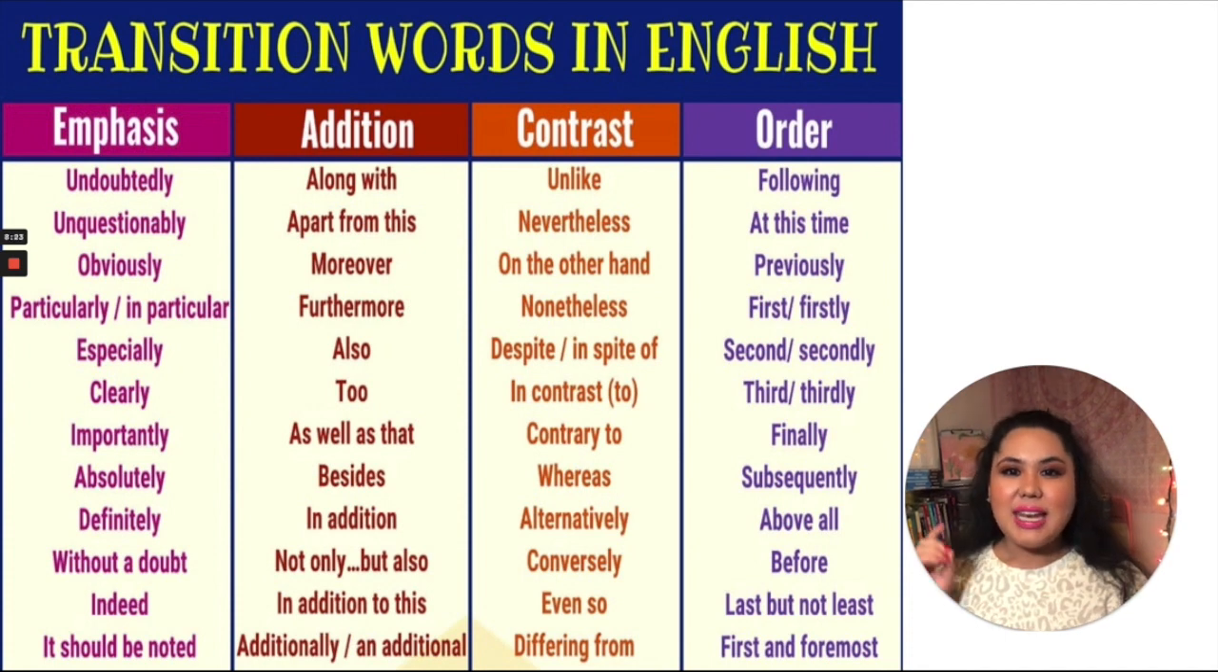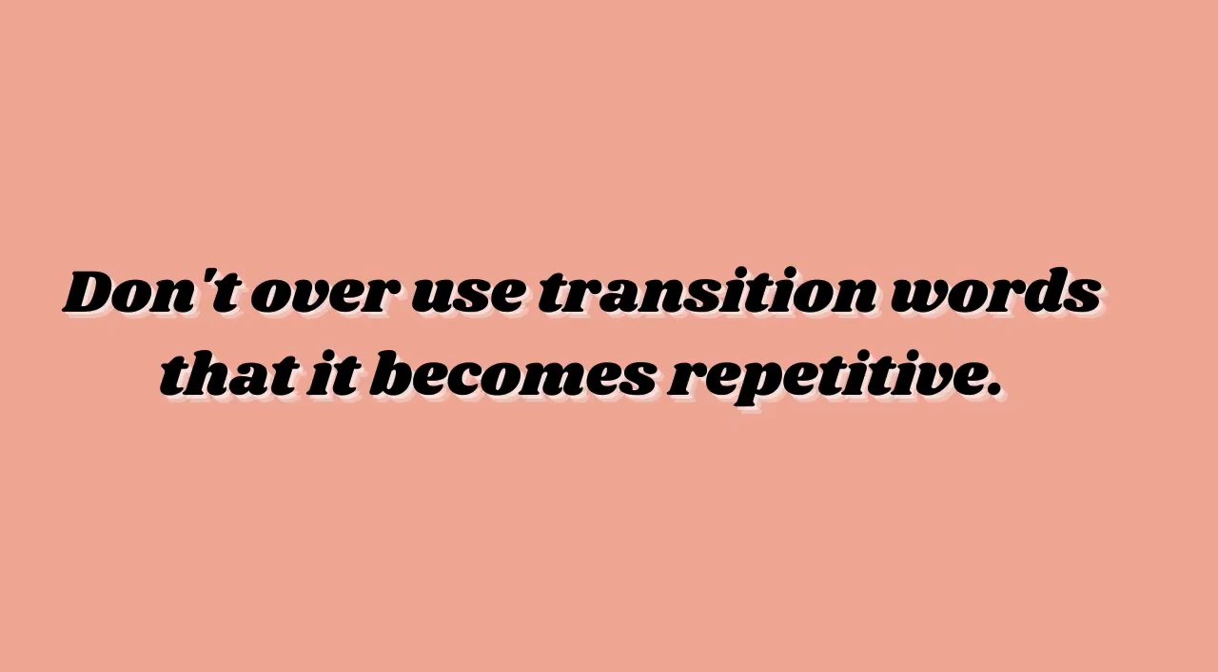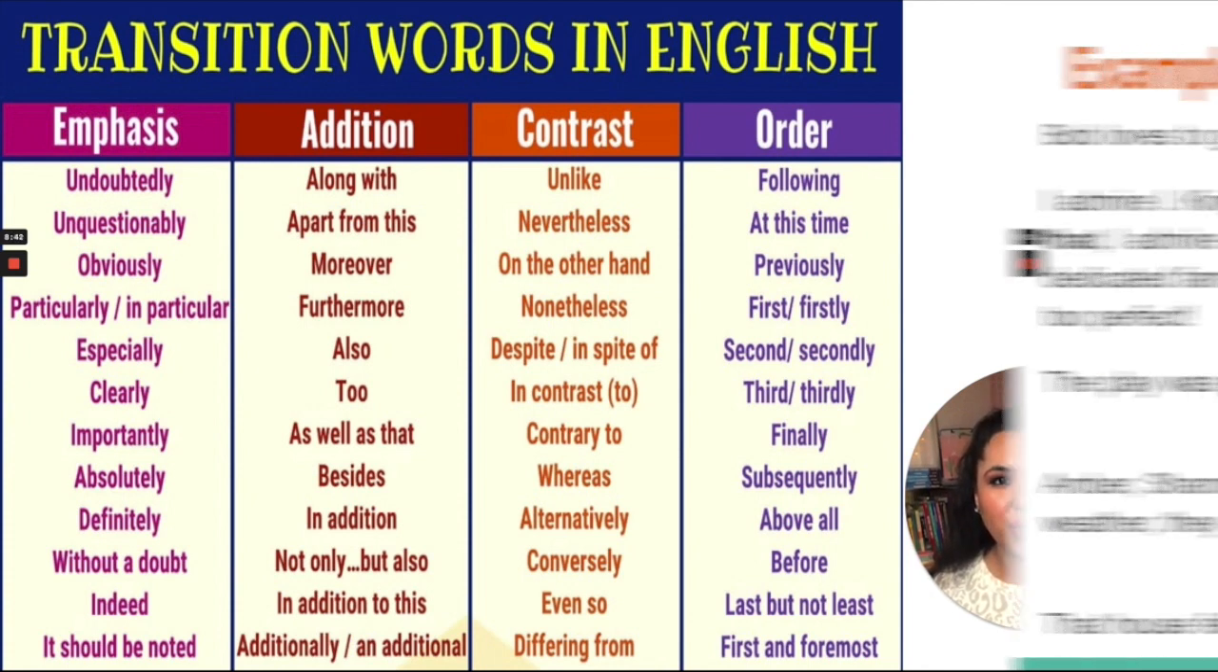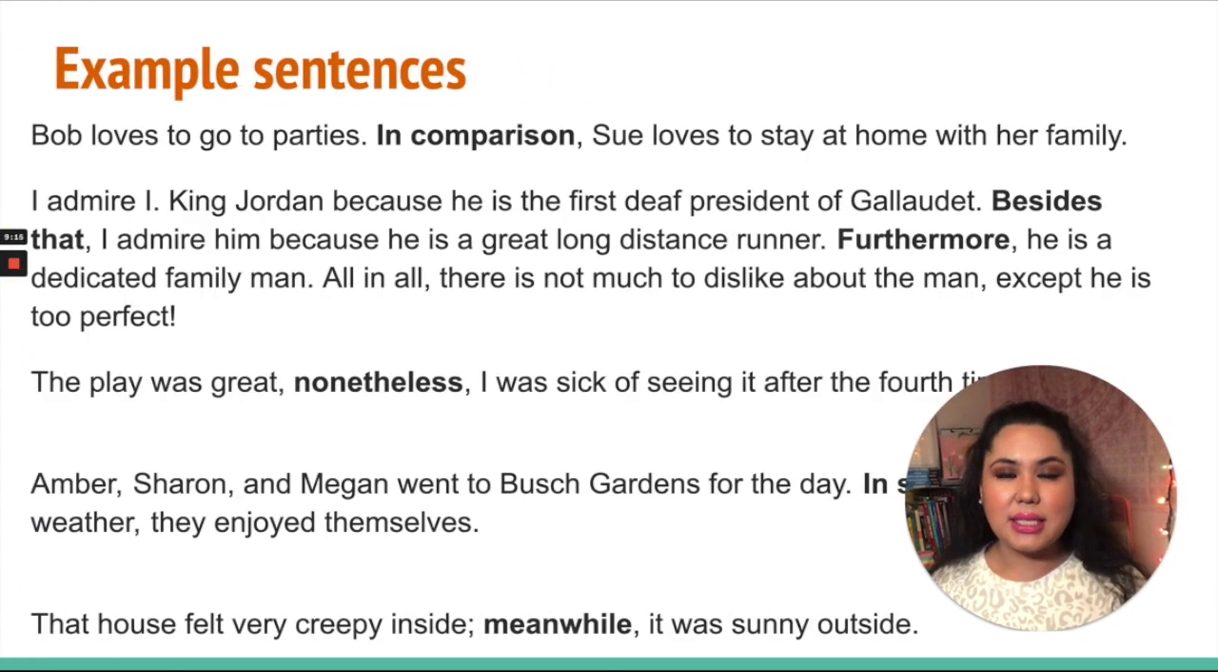Now, something about on the other hand, I do notice that students tend to overuse that, and you don't want to overuse the transition words so that it becomes repetitive for the reader. So also be mindful of that, or when you're doing the editing process, check if you're constantly repeating the same transition words. And here are some example sentences that have some strategically placed transition words within them.